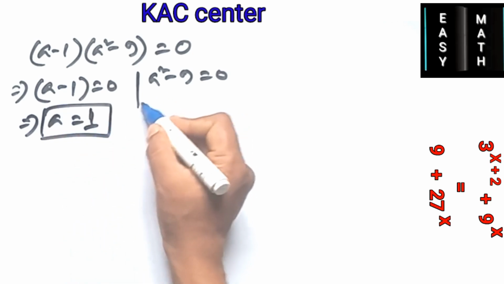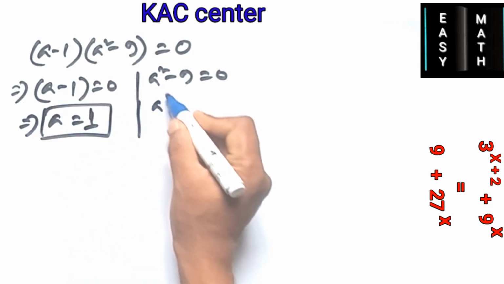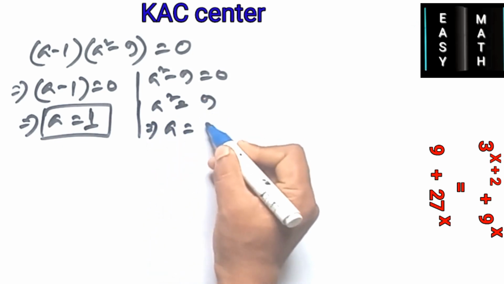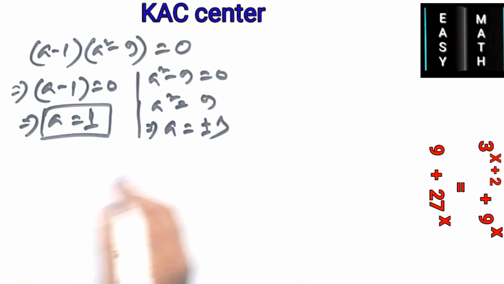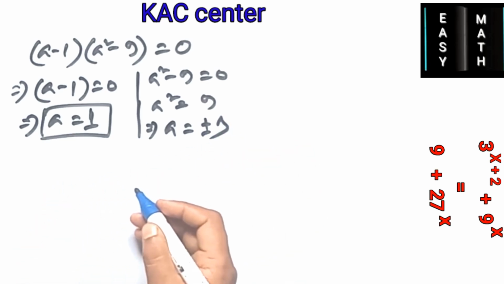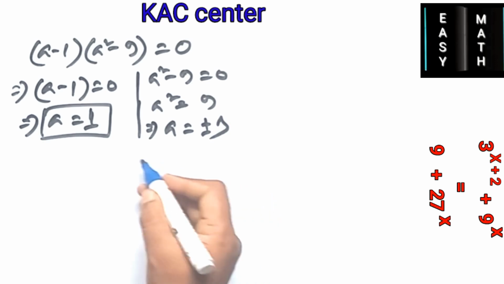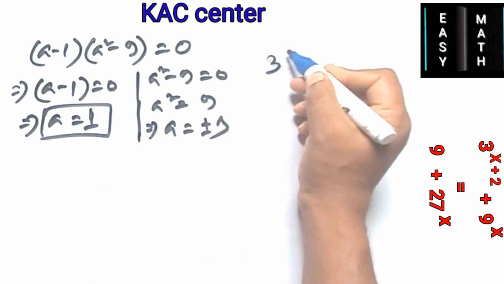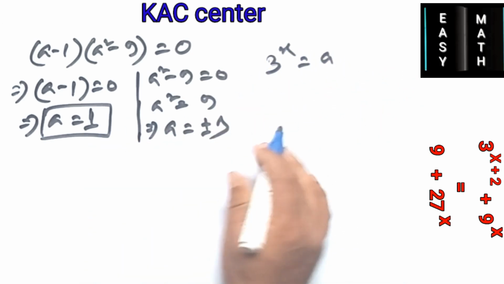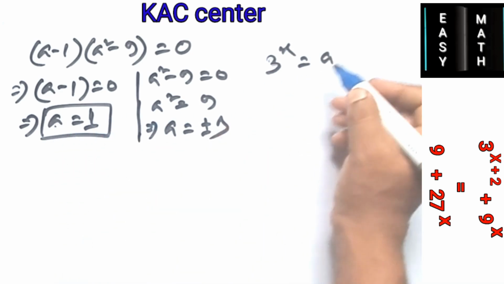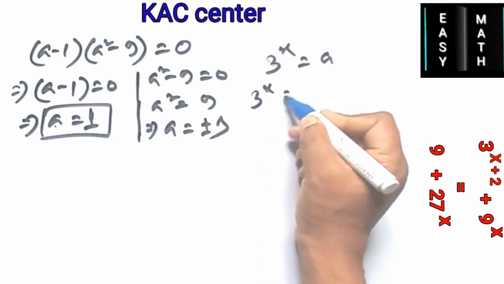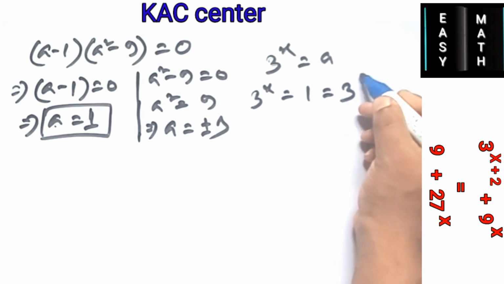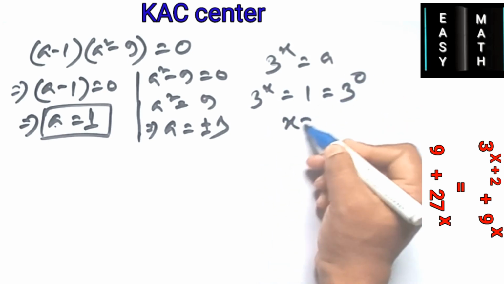From here we get a squared is equal to 9, so a is equal to plus or minus 3. And now prove this. 3 to the power x is equal to a, so a is equal to 1, so 3 to the power x is equal to 1, so 1 is 3 to the power 0, so x value is 0.